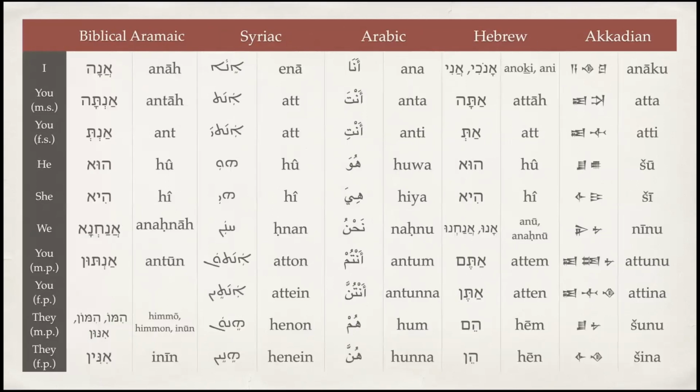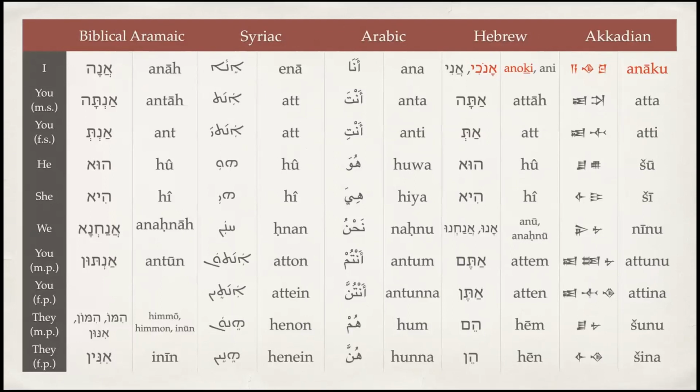So now we're going to go through the list and just look at some of the unique features of it. One thing you probably noticed is in the first common singular, that is to say, I, Hebrew and Akkadian have this older feature with this K on the end, or a cup.